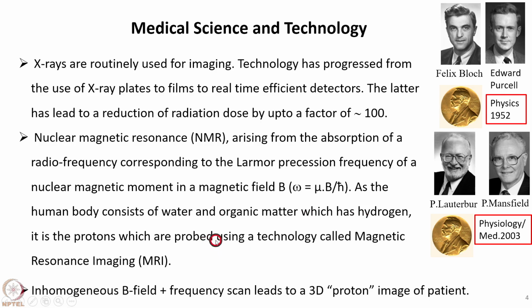Since the human body consists of water and organic matter which has hydrogen, it is the protons which are used. Then of course, you tailor the magnetic field in the MRI device such that you can scan the body by changing the resonant frequency, because if the magnetic field is higher, then the resonant frequency is higher, and vice versa. There are other techniques as well. So, you can basically image the proton content in a human body, or any other body which contains organic matter which has protons. And you can get a 3D image.